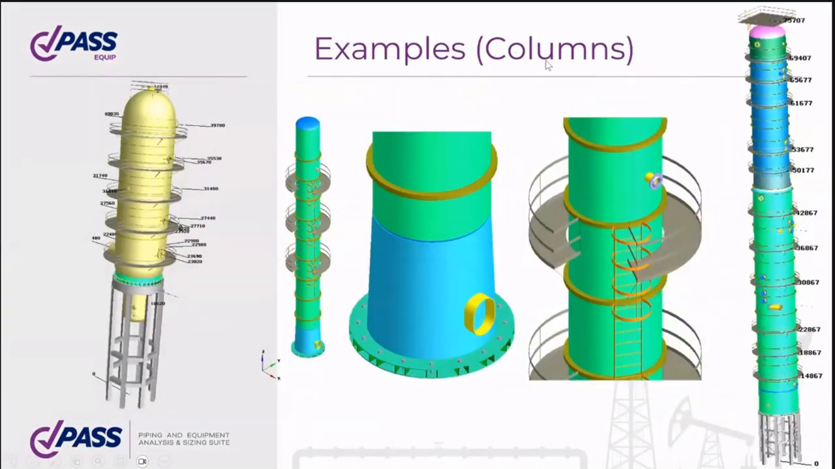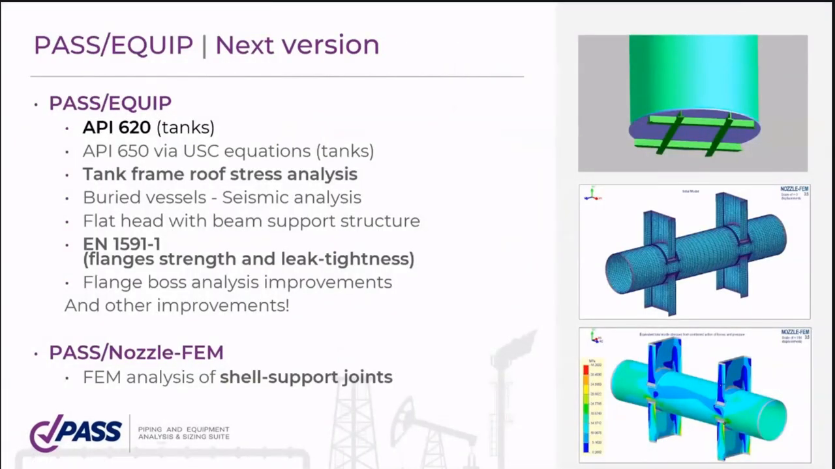And some examples with columns with different type of support structures, platforms, and big columns with several shells, cylindrical, conical. And several words about what is coming. Two new versions are coming, new version of Pass Equip and new version of Pass Nozzle FM. We are working on it just now, and some new features are already done in testing.